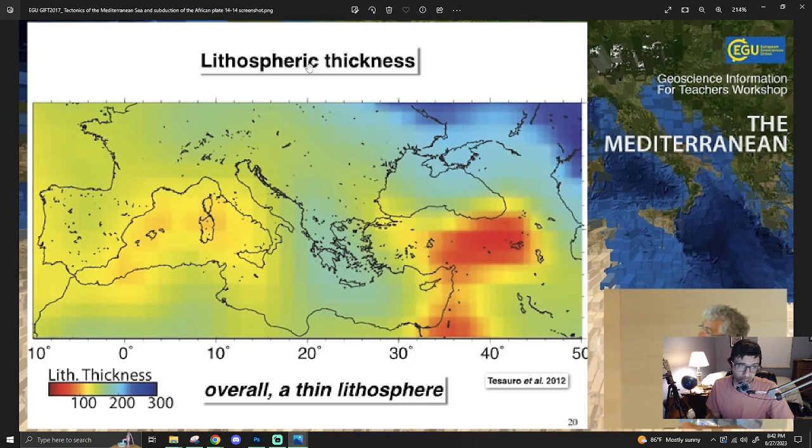Lithospheric thickness. So this is interesting over here. Is really thin. Thin pretty much everywhere. Way thicker over here. Just thin everywhere. Really thin in here. Eastern Turkey. Near where that earthquake was, really.